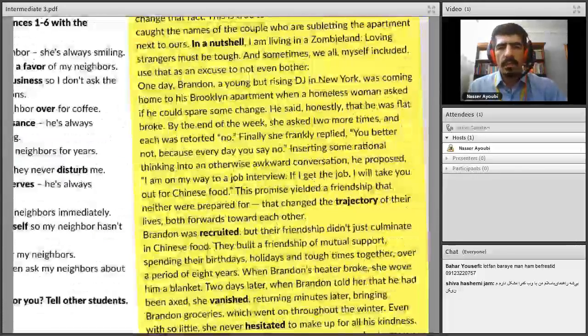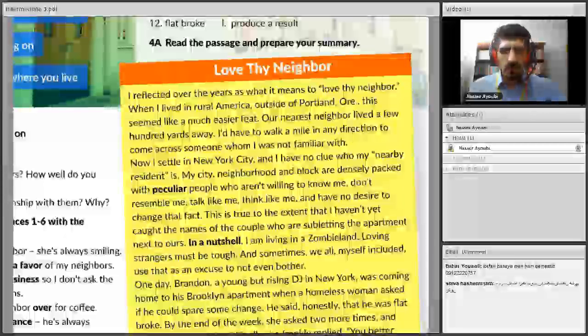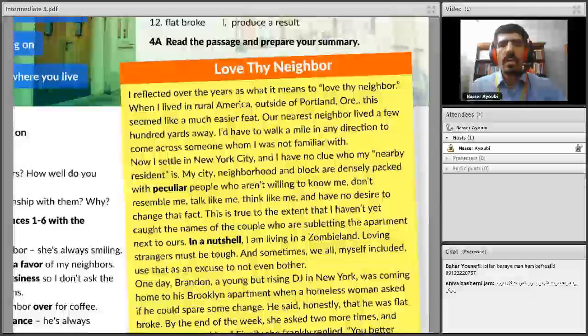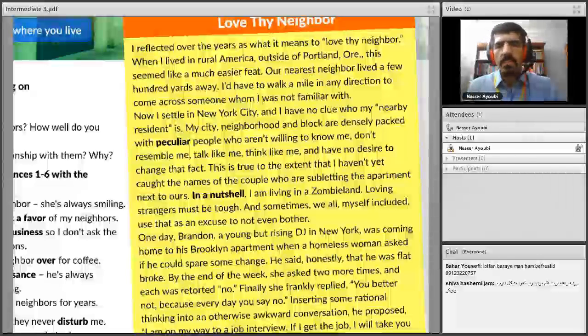Good. Thank you. Let's move on to the reading. Read the text, read the passage, and prepare your summary. I'm going to read it and explain the meaning of the sentences and phrases. I'm going to paraphrase. Try to have a summary after we finish studying the reading. Try to summarize it for yourself. And while you're summarizing, if I were you, I would record my voice and listen to it afterwards to see if I have included everything or not, or if I have understood the text.